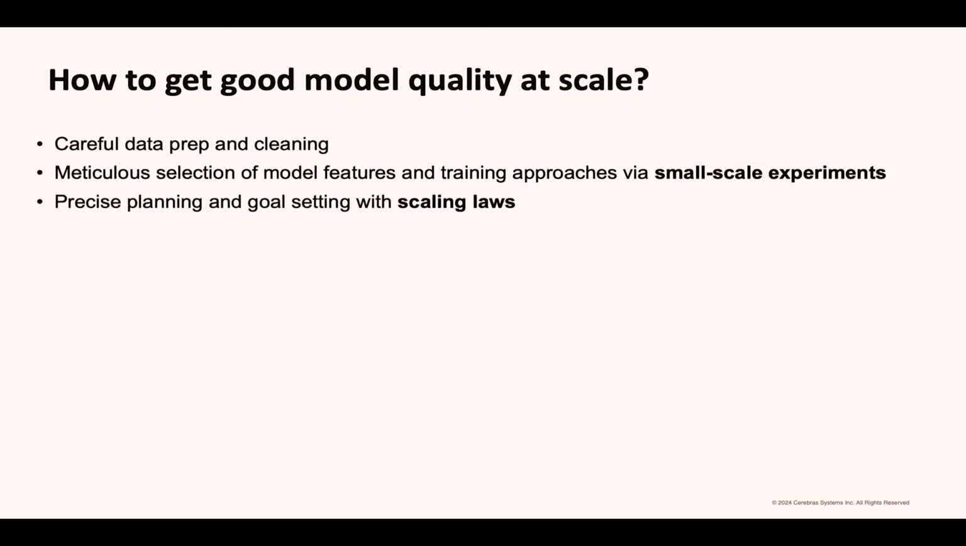There are several things which you need to take care of when you train those models. First of all, obviously, careful data preparation and cleaning is important. But the last two bullets are extremely important. The first thing is that it's really important to select all of the model features and training approaches very carefully. And we do that through a very large number of small-scale experiments. We run hundreds, in some cases thousands, of experiments at very small scale. And I'm talking about tens of millions, maybe hundreds of millions of parameters. And then we scale those learnings to large-scale models. And we plan all of our runs leveraging scaling laws, which enable us to predict the quality of the models at different scales.